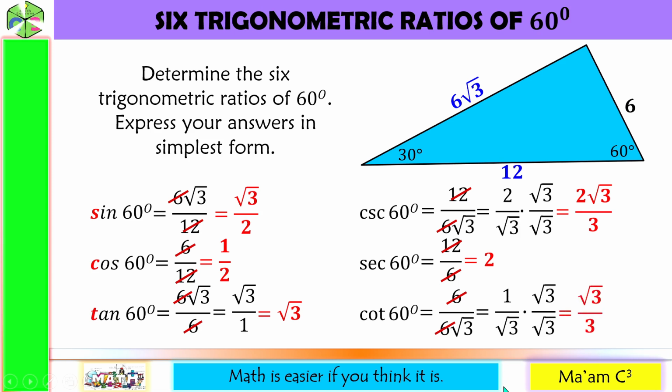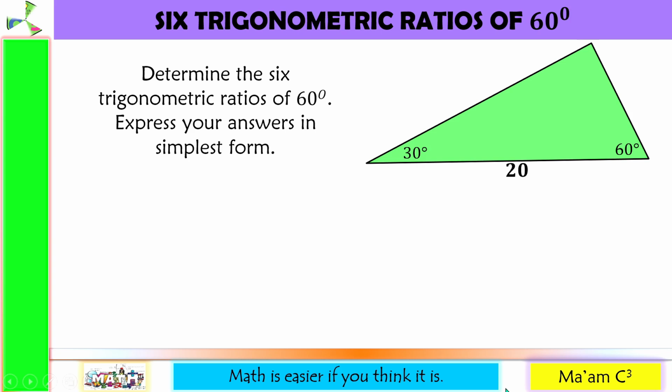Let's have another example for 60 degrees. This time the given is the hypotenuse. This is the side opposite the 90 degrees. So if we have the hypotenuse, we simply have to divide it by 2 to get the length of the shorter leg. So 20 divided by 2 is 10. For the longer leg, we simply have to multiply the shorter leg with square root of 3.